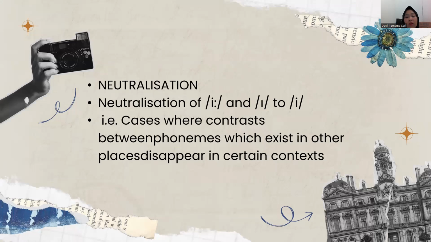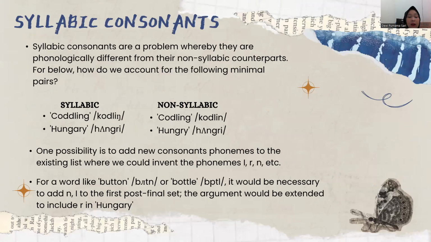Next, we have neutralization, the neutralization of e and e to e. These are cases where contrasts between phonemes which exist in other places disappear in certain contexts. And then we have syllabic consonants. Syllabic consonants are a problem whereby they are phonologically different from their non-syllabic counterparts. How do we account for the following minimal pairs? So we have different pairs here. The first one, minimal pairs, codling and Kotlin. This one is syllabic, this one is non-syllabic.